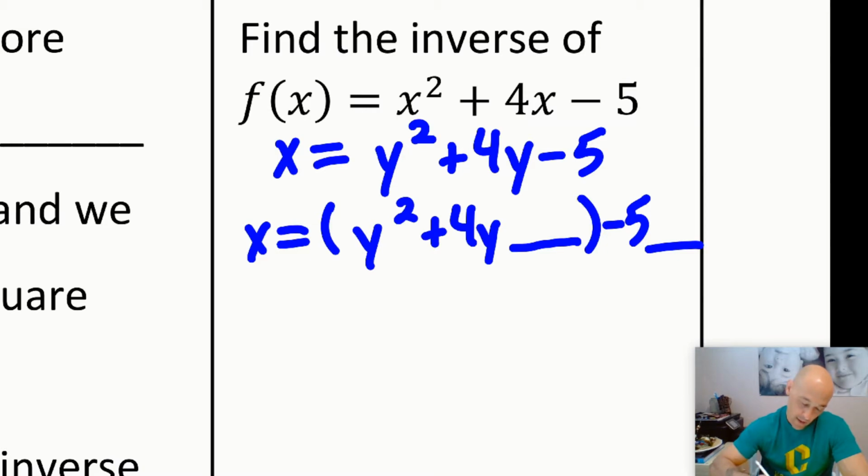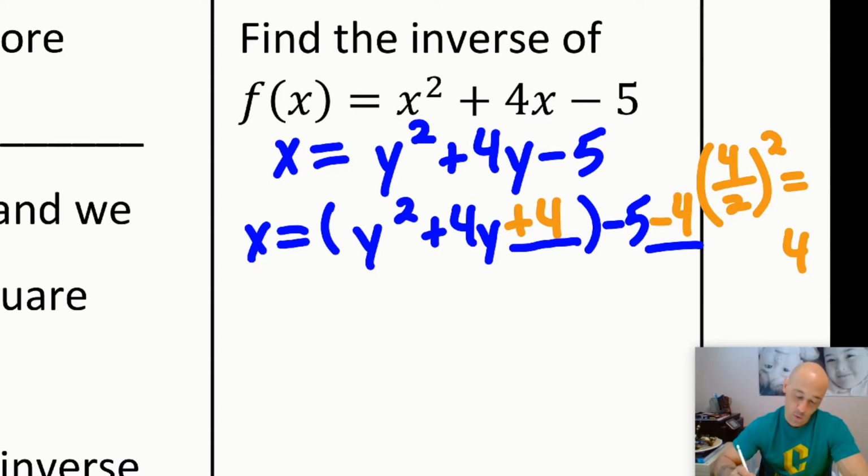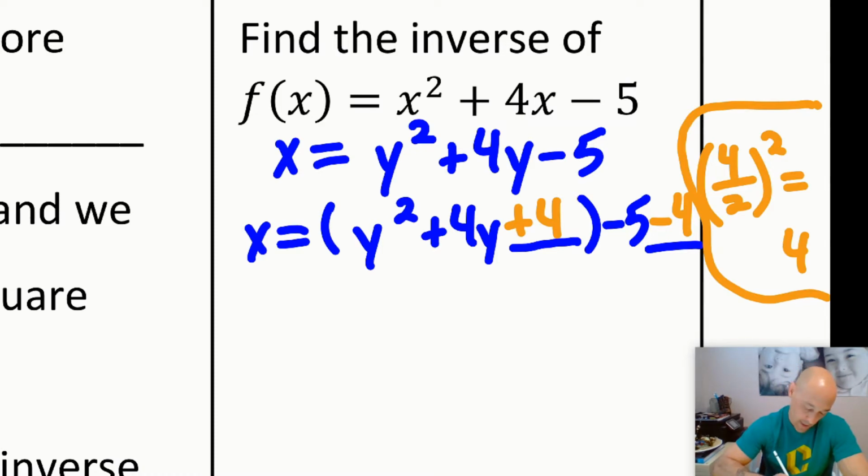Now, I look at this and I say, all right, so I take half of that. So half of 4, and then square that. And that will be 2 squared, which is 4. So I add 4 inside and subtract 4 outside. So this is separate. All right, so now inside we have x is equal to, now we can factor this.